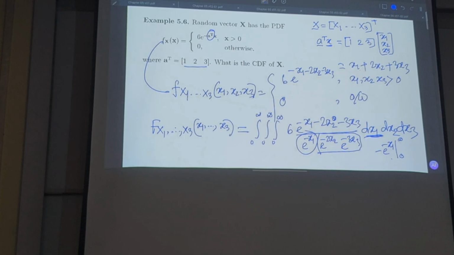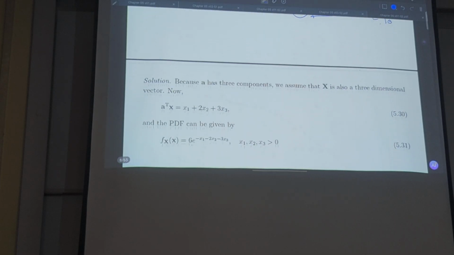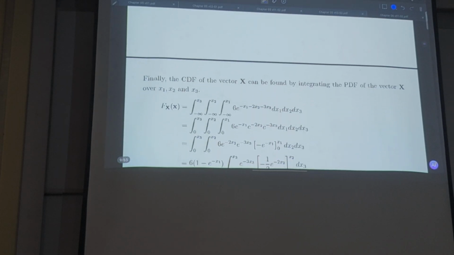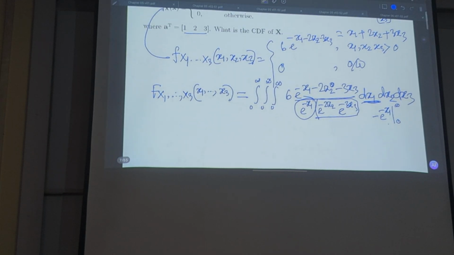When it is infinity, it is 0. When it is 0, then it is minus 1. Then 0 minus minus 1. So why 1? We are calculating the CDF, right? That's why 1 is coming. You will end up with the value what? 1, if it goes up to infinity.